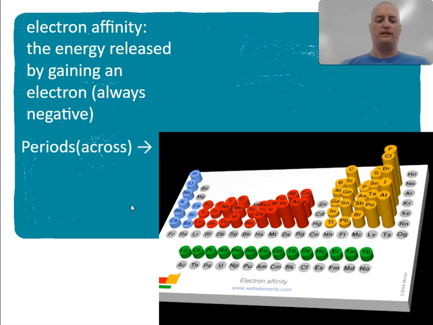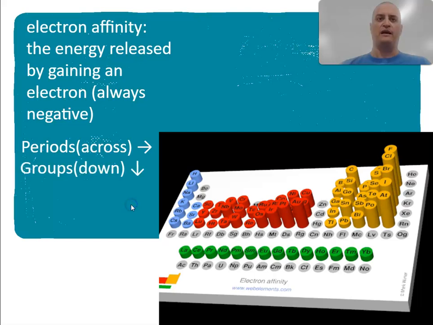So the period trend, it becomes more negative. So the number gets larger, but these are all negative values. So it becomes more negative. Why? Well, with atoms getting smaller, this increases the pull of electrons and releases more energy because they're all more attracted.